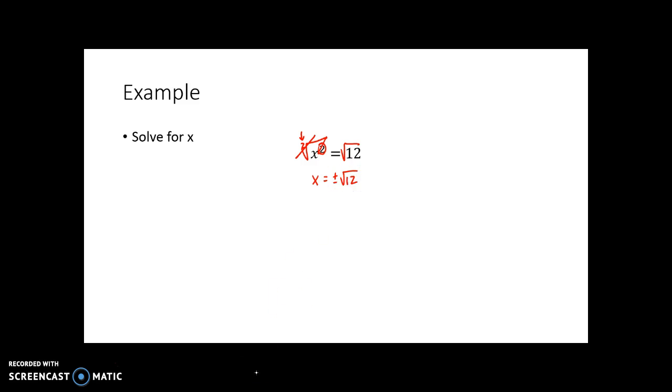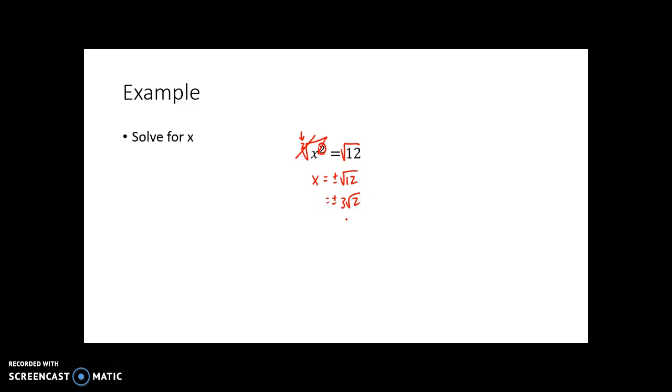Now eventually we're going to learn how to simplify the square root of 12 by hand. Some of you have the Inspire calculators. If you type that into your calculator, it'll probably give you a simplified answer. It technically is equal to positive or negative 3 root 2.